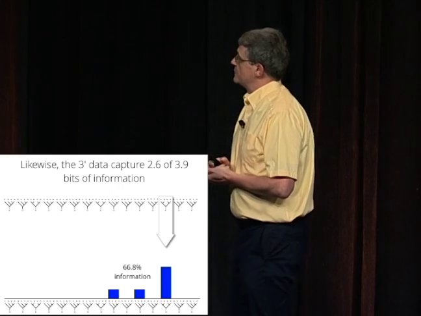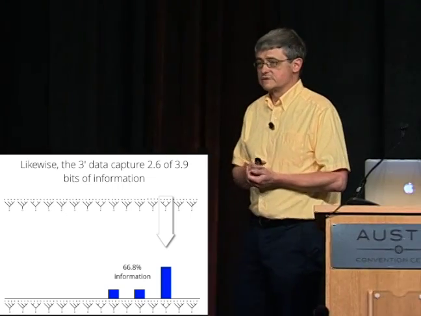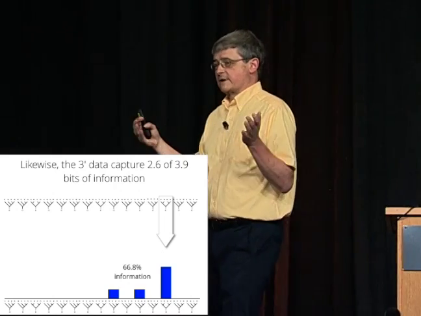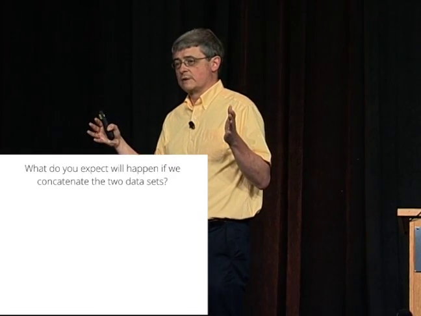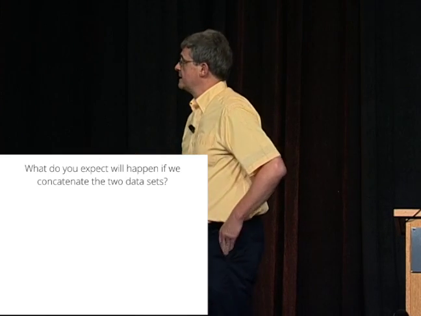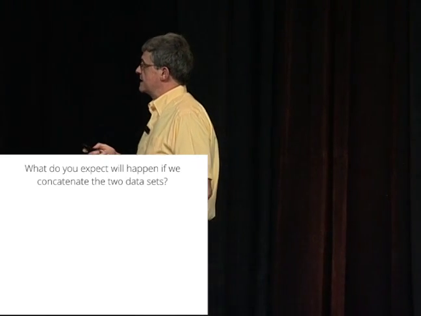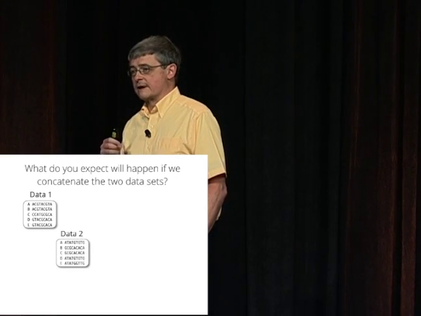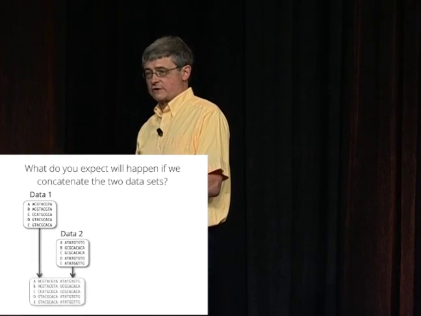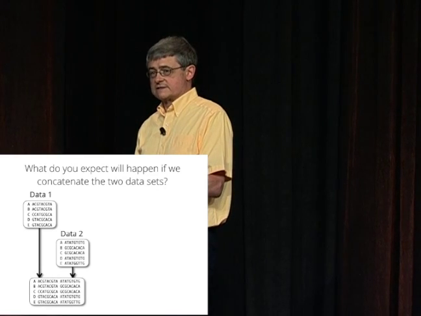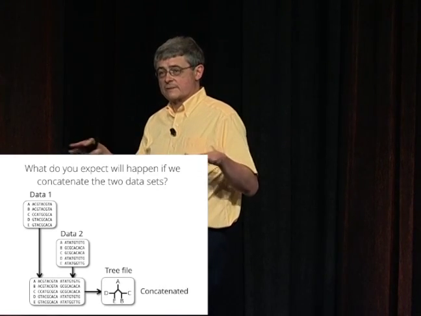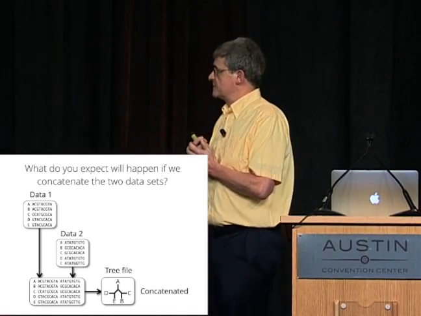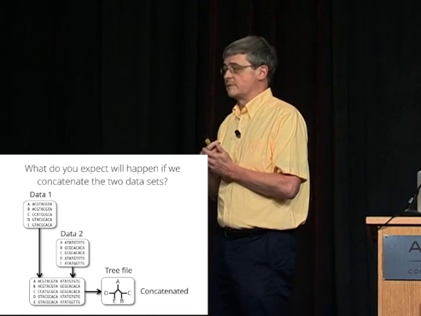The 3' data also capture a significant amount of information, 67% or so. So what would happen if you put these together and analyzed the entire gene? What kind of information content should it have? If we concatenate these two data sets and analyze that with MrBayes or some other Bayesian program, you get a sample of trees from the posterior. That's what we use to measure information content. We know the entropy of the prior, and the sample of trees lets us calculate the entropy of the posterior, and the difference between those tells us how much information we have.